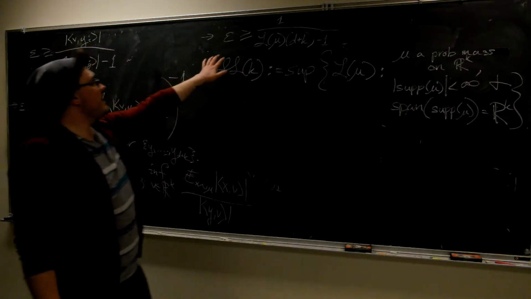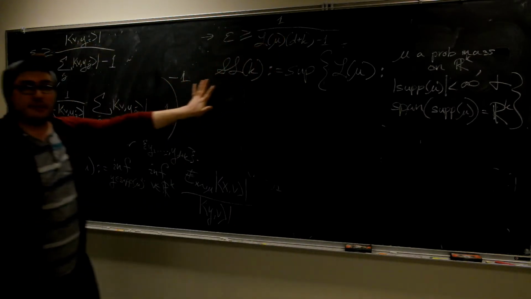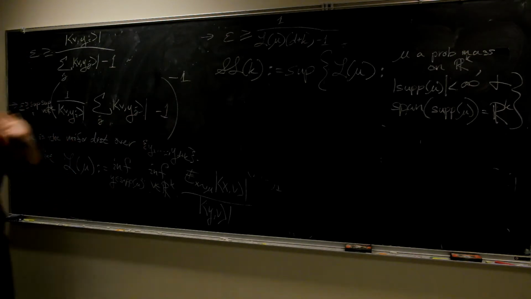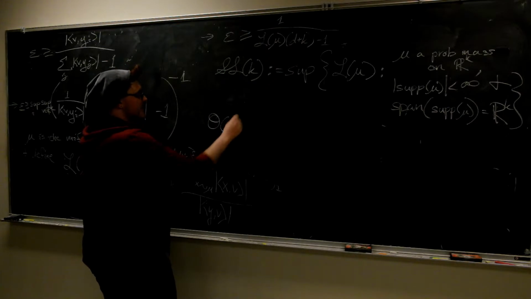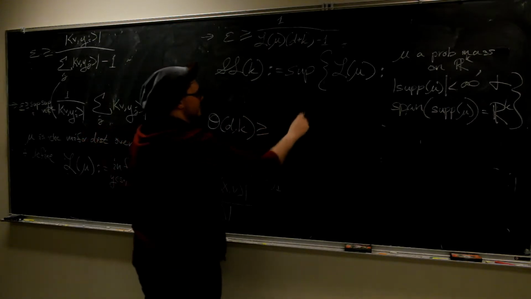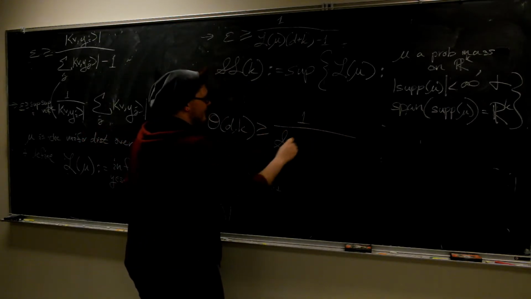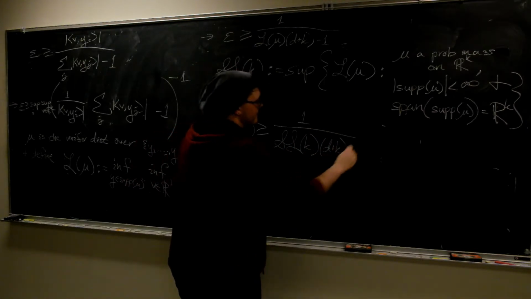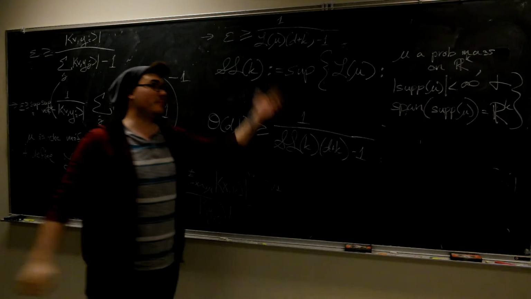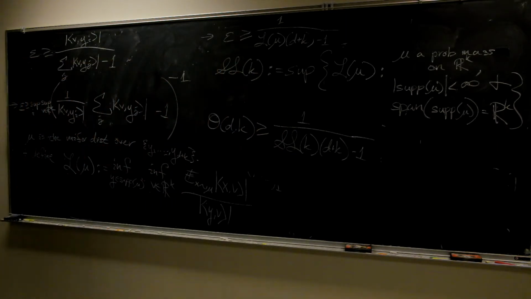So what we've just shown is that because epsilon is bigger than or equal to L of mu, and this was true for any matrix I chose, we could say that theta of d,k is bigger than or equal to 1 over SL of k times d plus k. So just take the supremum over all of the L's. Worst case situation. Whew. Questions?